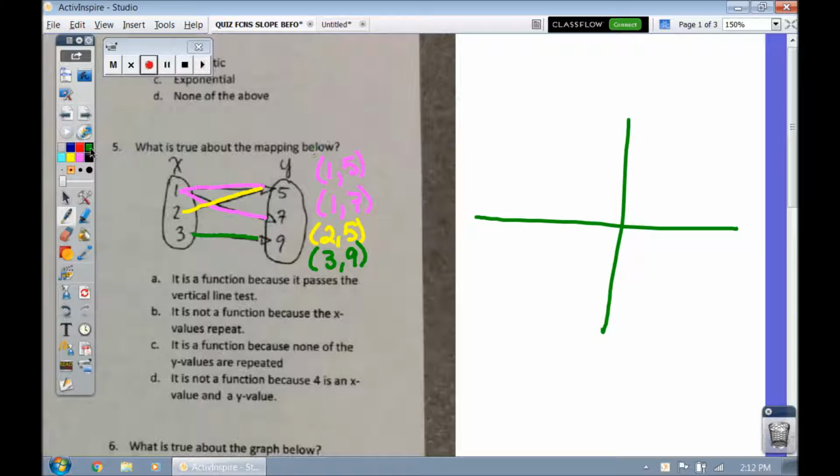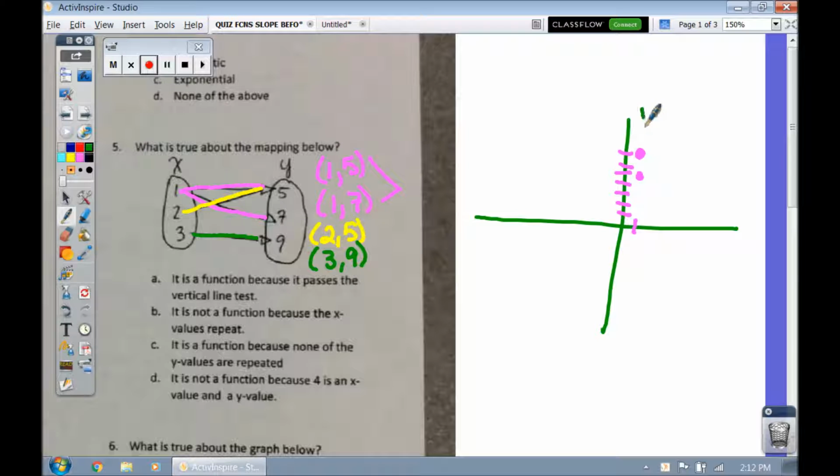Look what happens if I plot these 2 guys right here. If I go over 1 and up 5, 1, 2, 3, 4, 5, I'm going to put a dot. Now I'm going to plot this guy right here. Go over 1 but up 7. Those dots are right on top of each other.